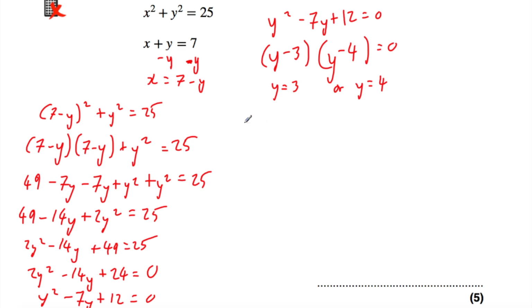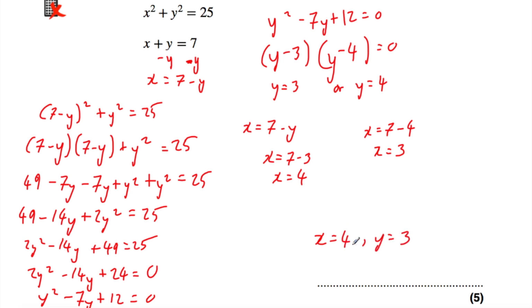Now we know that x is equal to 7 minus y. So whenever y is equal to 3, we're going to have that x is equal to 7 minus 3. So x is equal to 4 there. Whenever y is equal to 4, you're going to have that x is equal to 7 minus y. So 7 minus 4, and then x is equal to 3. So there are solutions, that x is equal to 4 and y is equal to 3, or x is equal to 3 and y is equal to 4, and there are solutions.